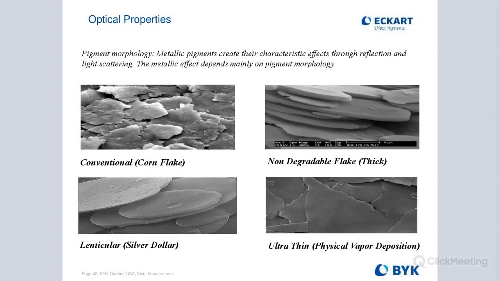Compliments of Eckert, sister company of ours, these are four different types of pigments. We have the conventional cornflake, which you can see is rougher on the edges. Then you go to the non-degradable flake, which is a thicker, more durable type of pigment. And then you have silver dollar, which is very similar, but much thinner, still in that traditional silver dollar pattern. And then you have the vapor deposition type of pigments that are very, very thin.